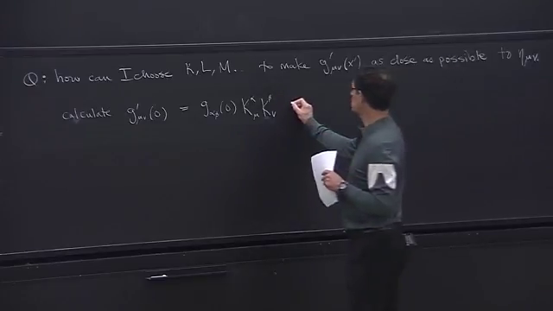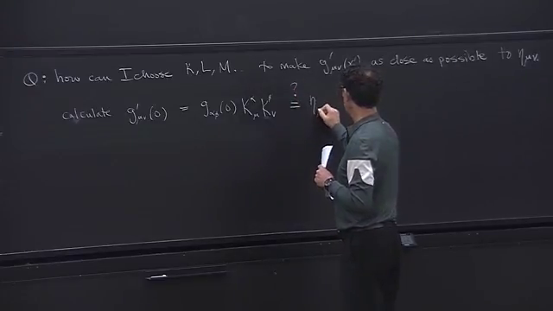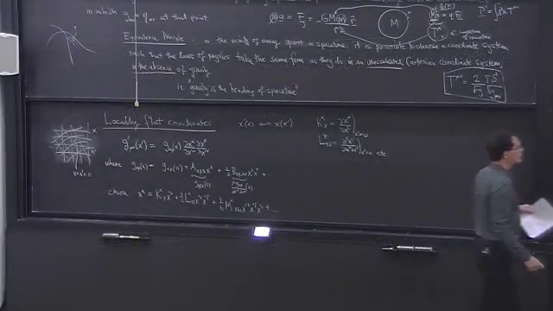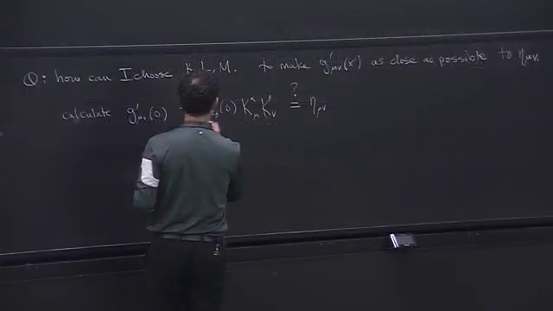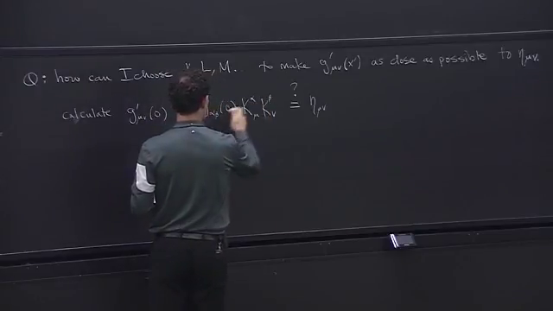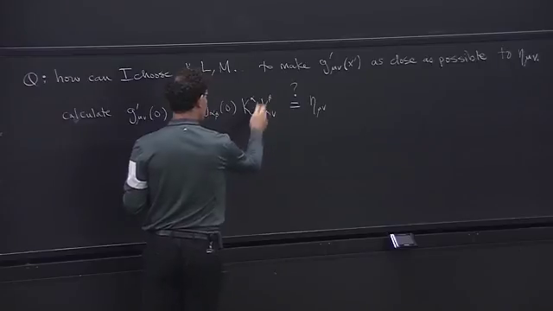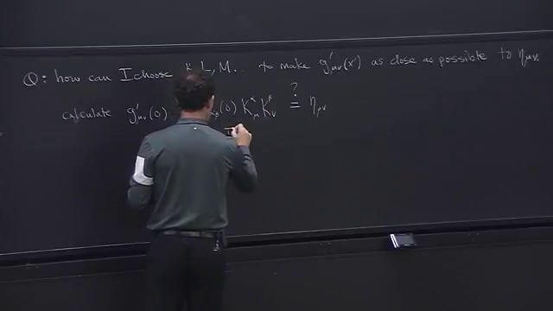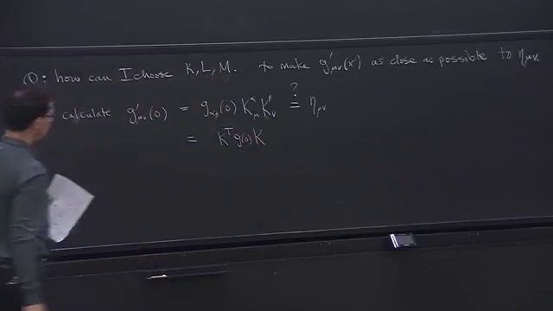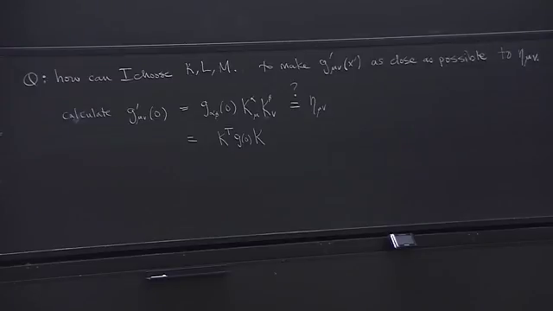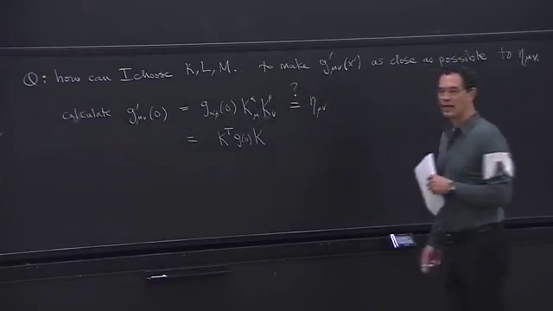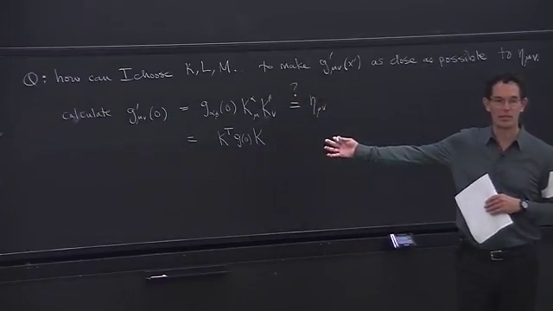Okay, and I would like this to equal eta mu nu. Can I choose this equal to eta mu nu? The answer is yes, because I can always write this, if we write it in matrix notation, as the matrix G multiplied by the matrix K. So this expression is just K transpose G of 0 K. G of 0 is a symmetric 4x4 matrix. Can I diagonalize such a matrix with a similarity transformation?